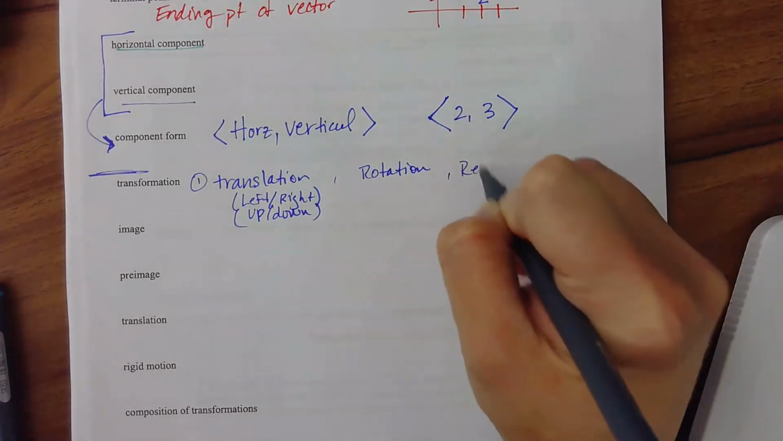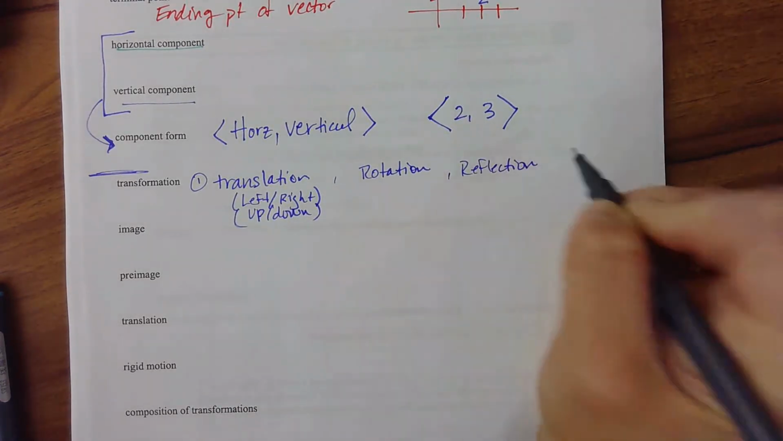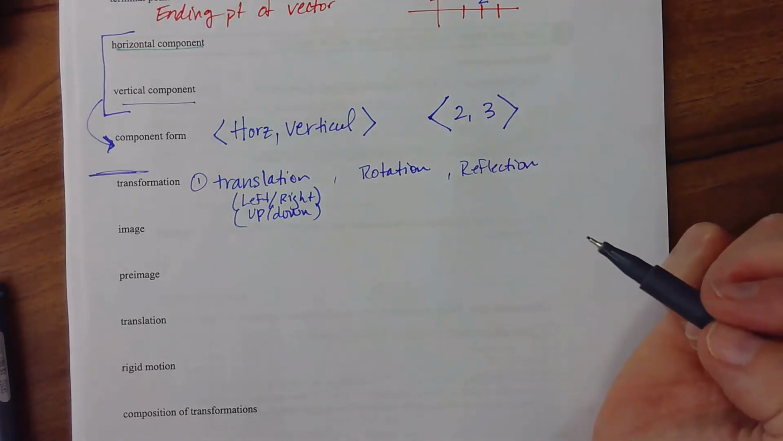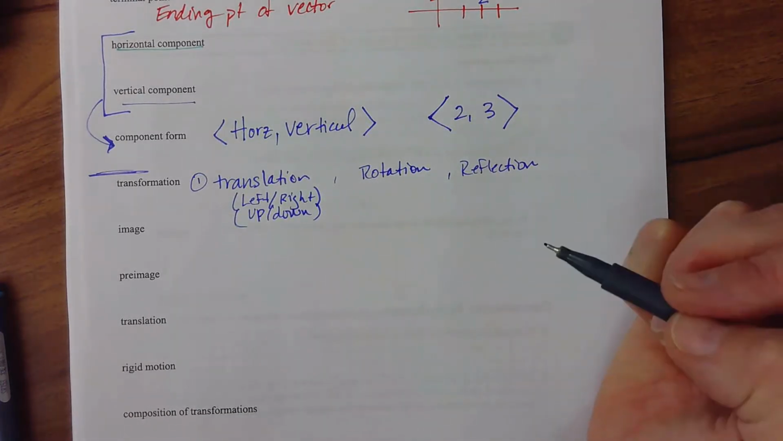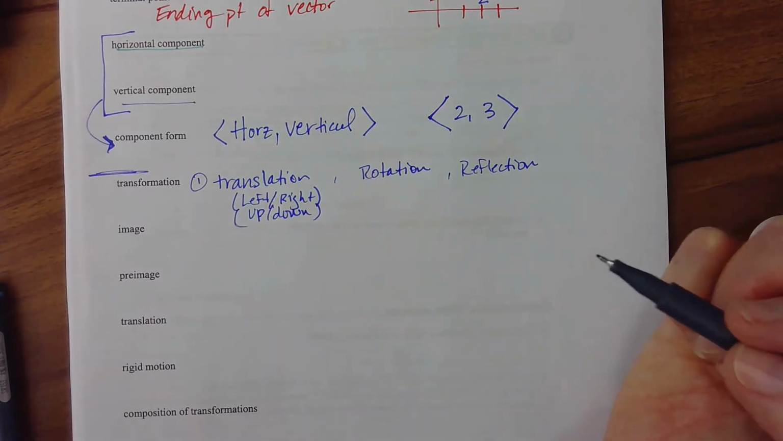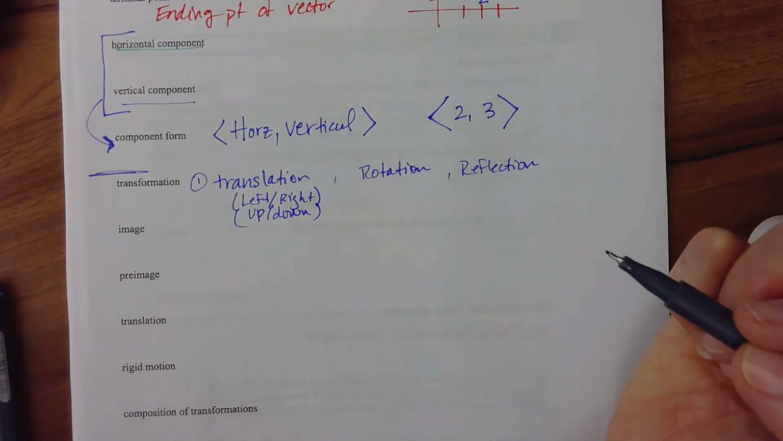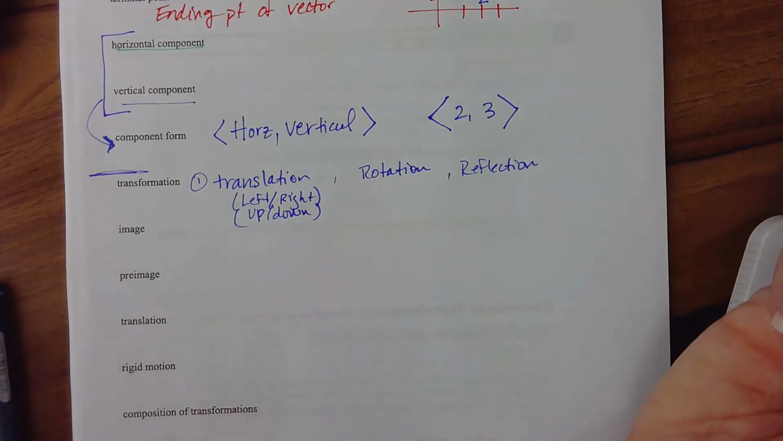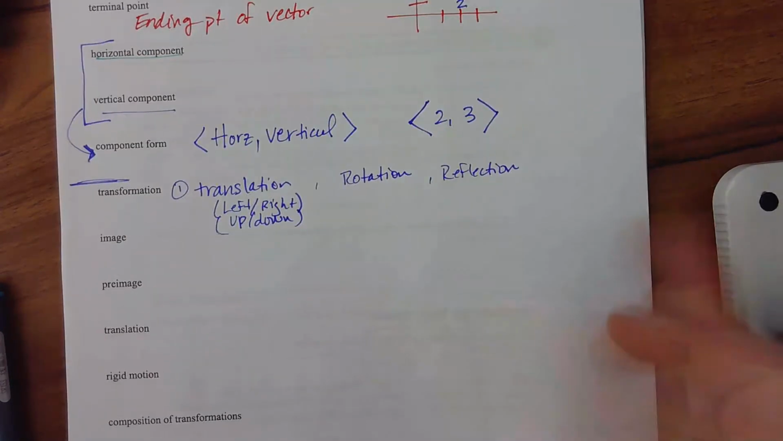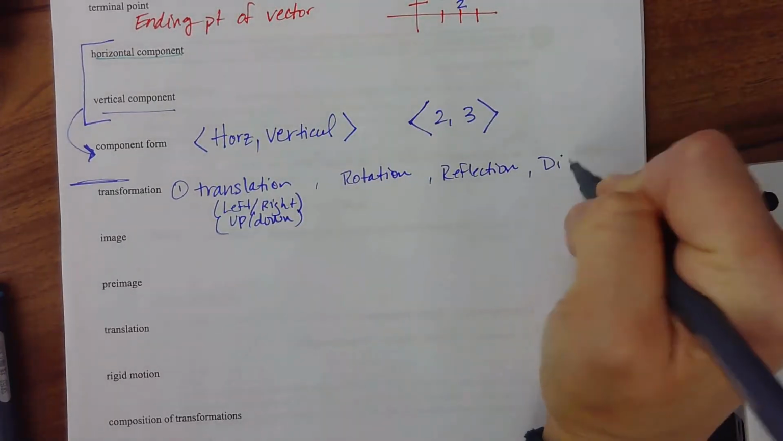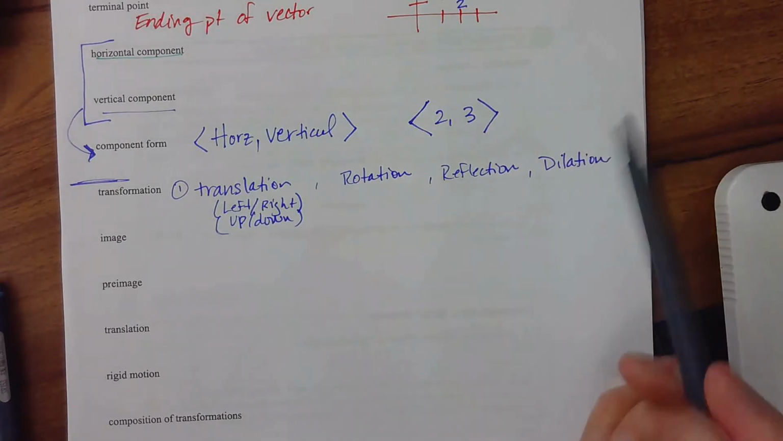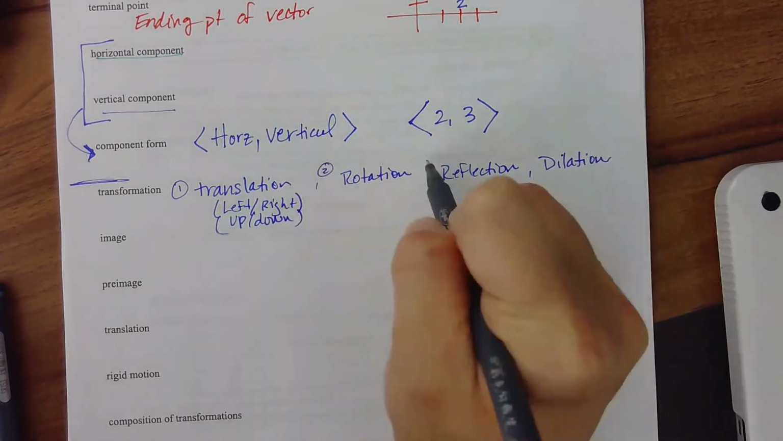Then we're going to talk about a reflection. You're probably familiar with reflections. A reflection is over a line, whether you reflect it over the x-axis or the y-axis, or maybe even over the line y = x or y = 2. You can reflect it over various kinds of lines, but basically a reflection is a mirror image. And then dilation is the last transformation we're going to talk about in this unit. I should probably number these.